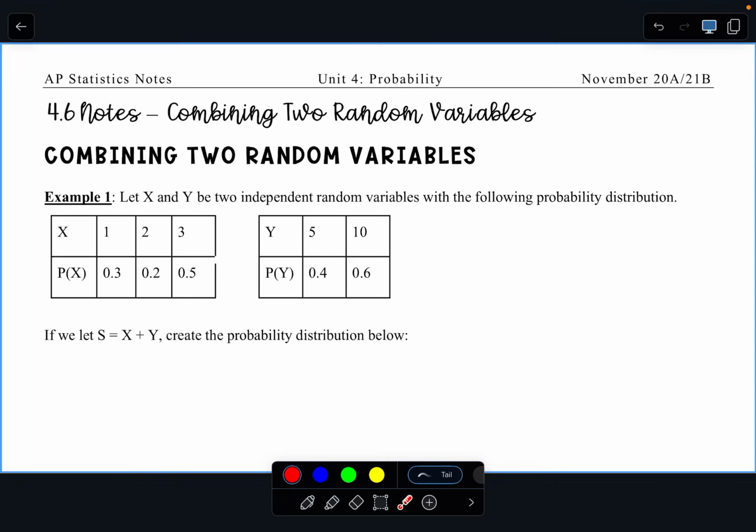Distributions. A probability distribution was when you had a set of outcomes that could happen, and then you had certain probabilities associated with those outcomes.